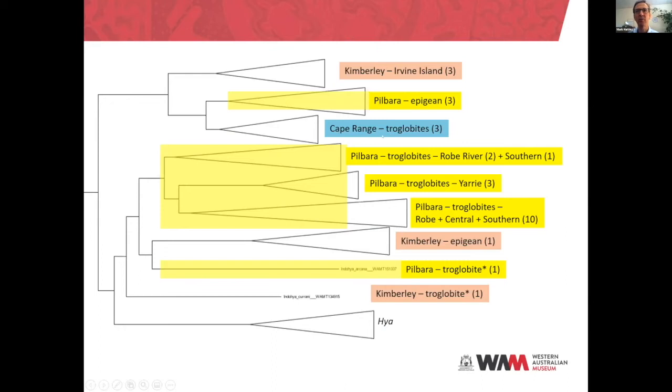And we've got Cape Range, which is a relatively young landscape. Those limestones are only a few million years old, so they've probably moved in from surrounding areas to inhabit those cave systems. At the moment, we haven't been able to find any epigean representatives on Cape Range, not through want of looking, but they don't seem to be there at the moment.